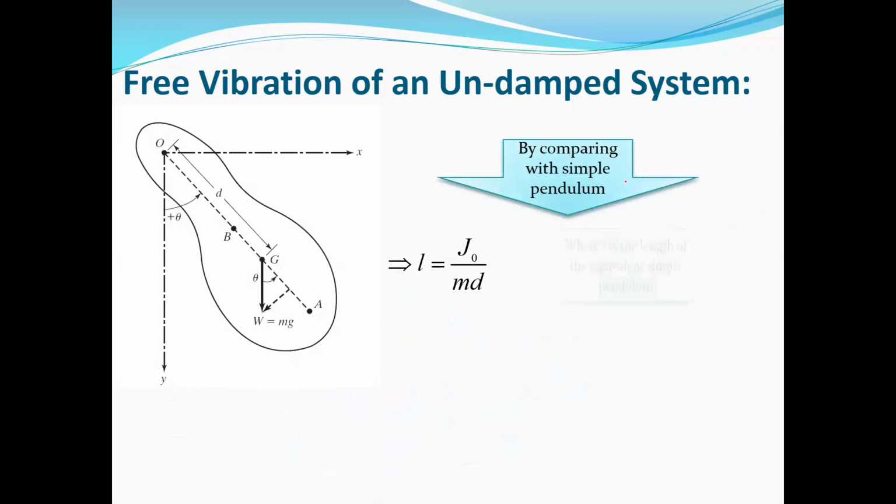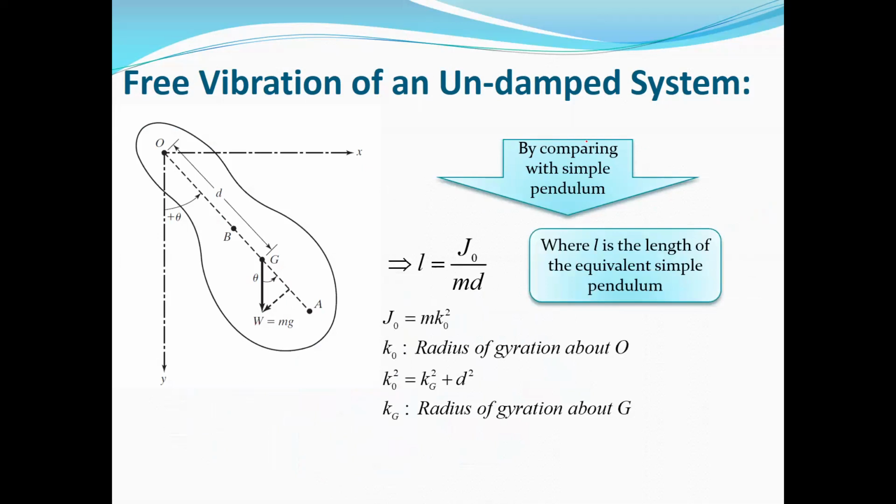You can compare this equation with the simple pendulum equation and the simple pendulum natural frequency, and we can find an equivalent simple pendulum for this compound pendulum. For this purpose, we calculate L, which is the equivalent length for this compound pendulum, and it's equal to J naught divided by MD. You know that the natural frequency for a simple pendulum is the square root of G divided by L. Here, if you assume that in a compound pendulum the length is equal to J naught divided by MD, you can use the same formula for the natural frequency of the simple pendulum to extract its natural frequency.